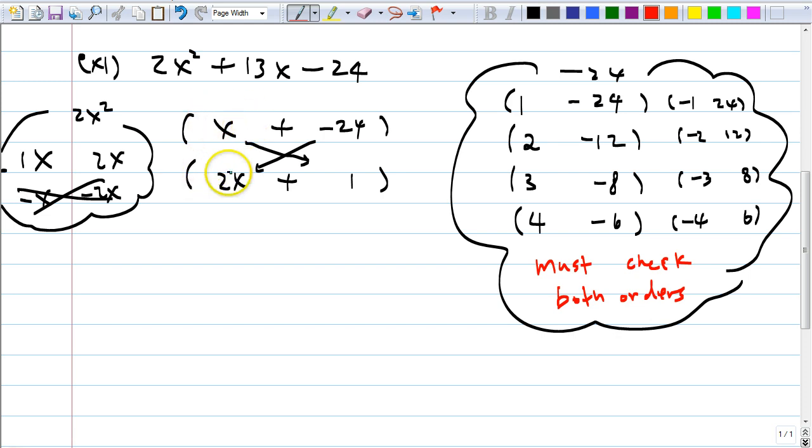Because now we have x and 2x, whereas when the a was 1, there was both x and x. They were the same. It didn't really matter which order you put in. Does that make sense? But this time the order makes the big difference. So must check both orders.